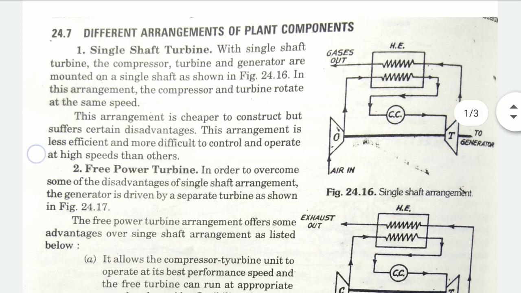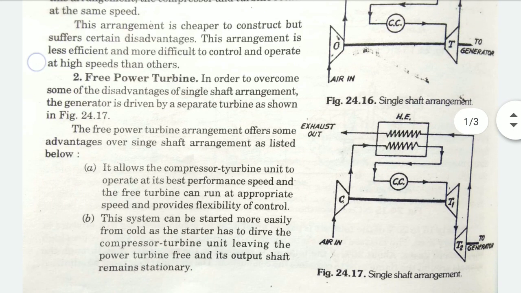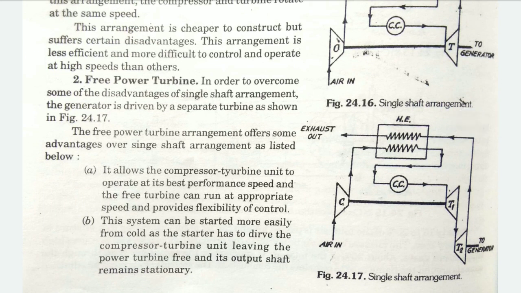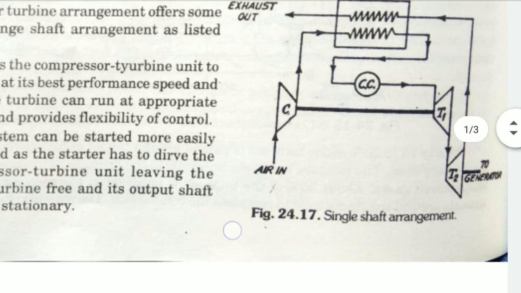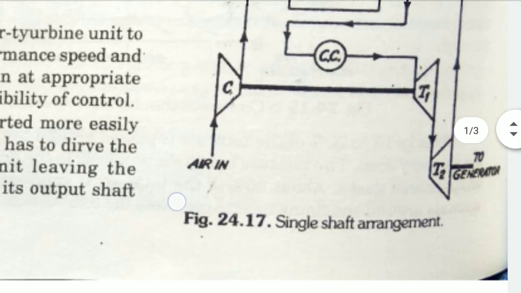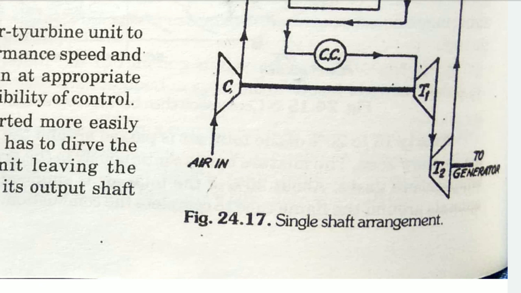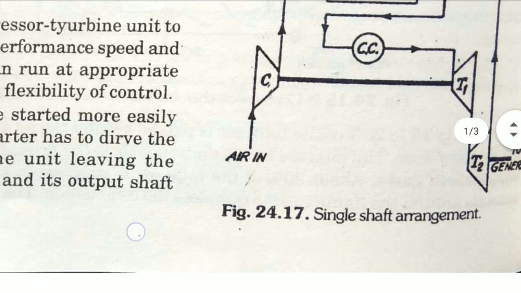So the second one is a free power turbine. As the name implies, the power turbine which is generating the power is free from the basic arrangement, that is compressor and turbine. So in order to overcome the disadvantages of single shaft, the generator is driven by a separate turbine as shown in the figure. Here we can see that T1 is the basic turbine which operates the compressor, and for the generator there is a separate T2 turbine which operates separately for the generator.